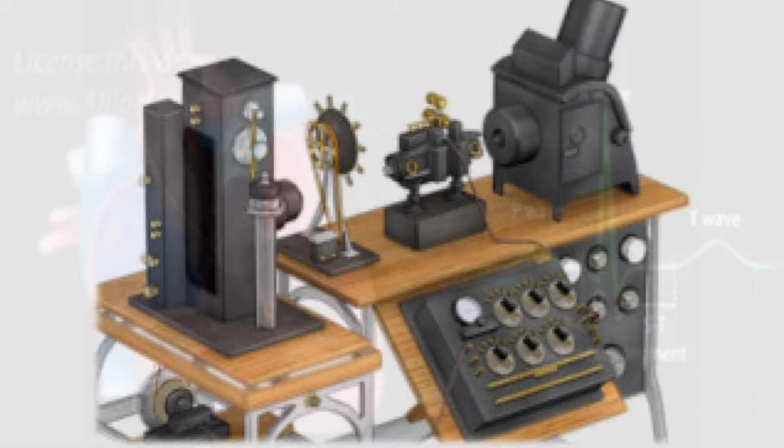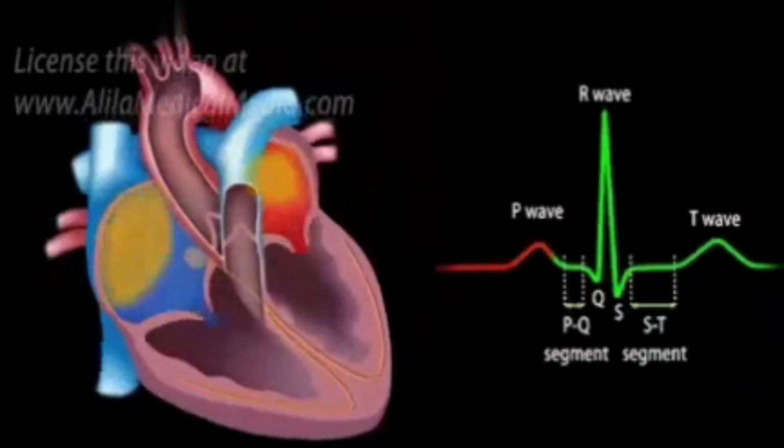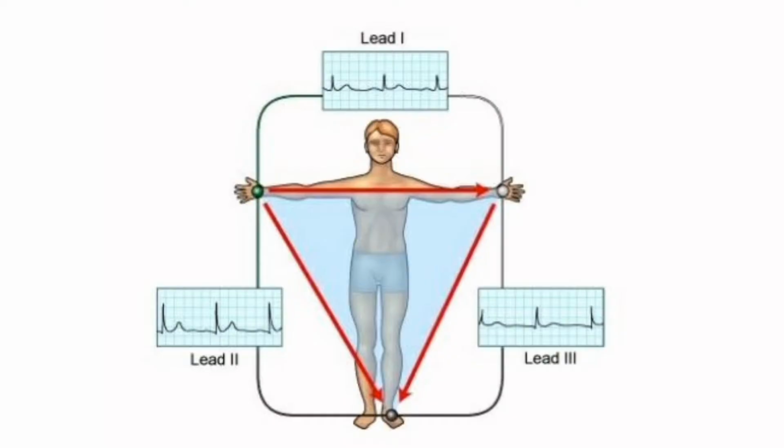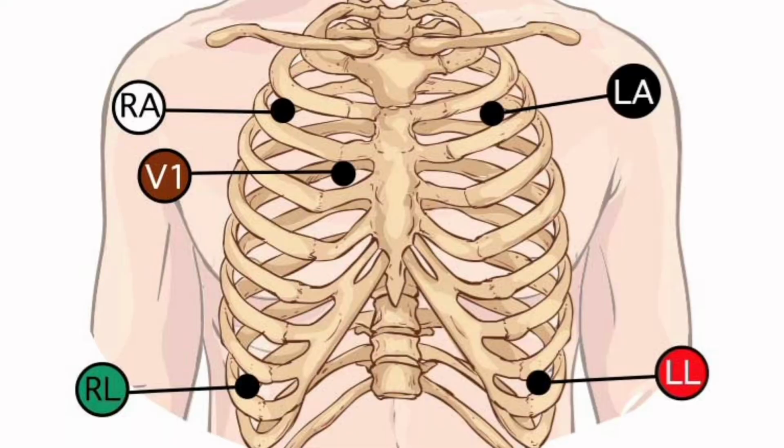The impulse generated by the SA node causes the contraction and relaxation of the heart chambers. To obtain an ECG, a patient is connected to the machine with 3 electrical leads, one to each wrist and the other to the left ankle. To monitor the activity of the heart continuously and evaluate the heart's function, multiple leads are attached to the chest region.